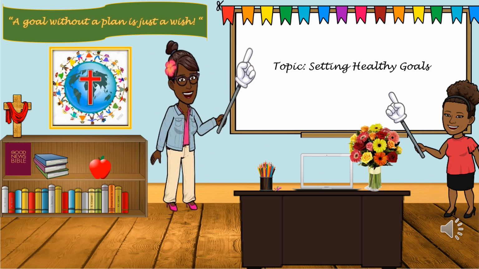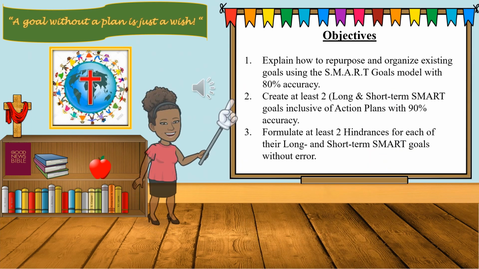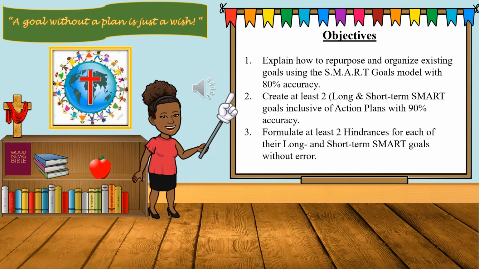Our topic for today is setting healthy goals. Grade 12, by the end of this lesson, you will be able to explain how to repurpose and organize existing goals using the SMART goals model. You will also be able to create at least two long and short term SMART goals inclusive of action plans. And lastly, you will be able to formulate at least two hindrances for each of your long term and short term SMART goals.